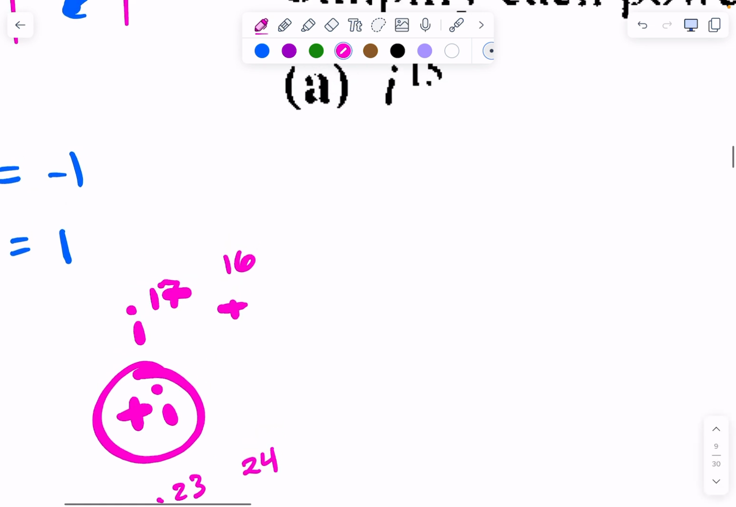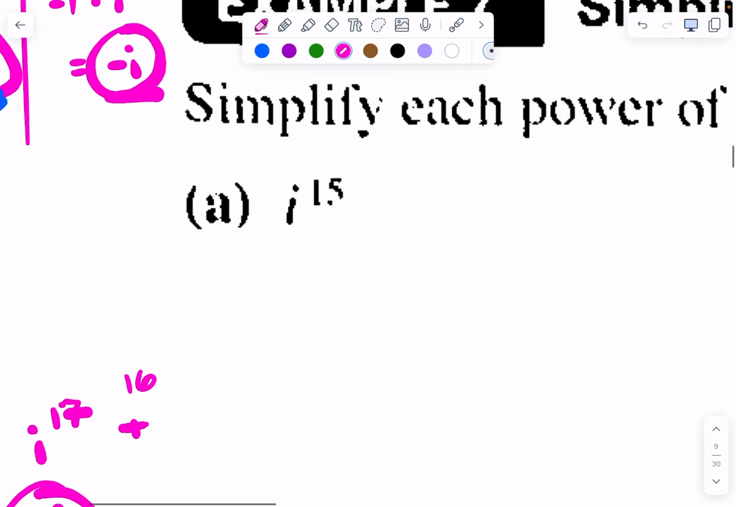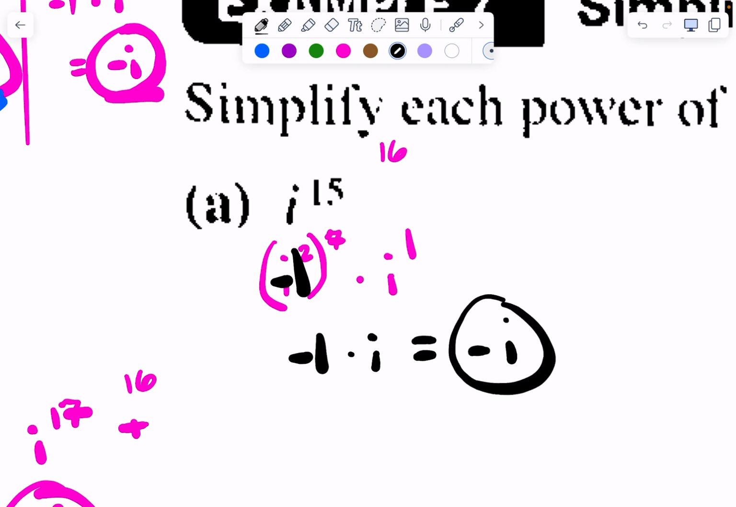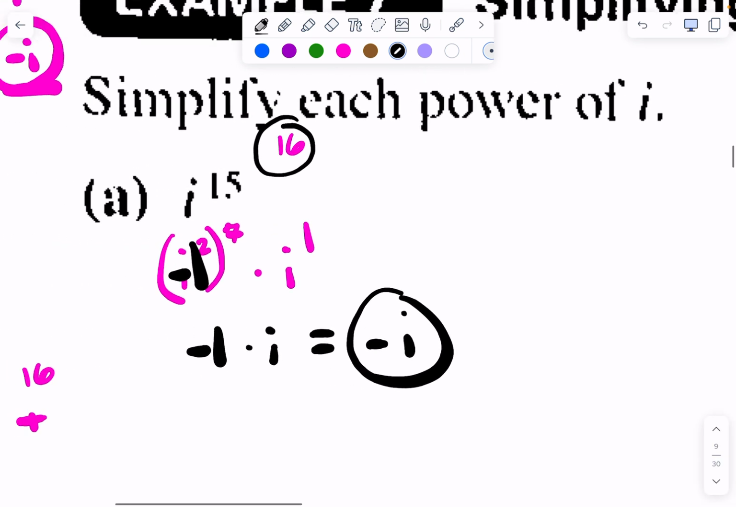Okay, good? All right, this one's I to the 15th power. So 16, and it's 1 less than, so it's going to be negative I. Now, if you need to see it out, it would be I squared to the 7th power. That would be 14 of them, times 1 more I. So negative 1 to the 7th power is negative 1 times I, which is negative I. But it's 1 less than 16, so it's going to be negative. Does this make sense? Okay, good?